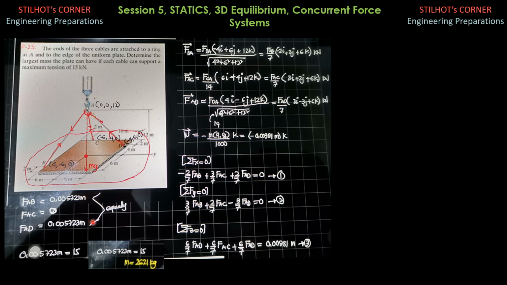Should there be a tension which is greater than this, for example, one that is 0.006 of M, since that is the highest tension in terms of M, then we should equate that tension to 15. But because these two are equal, either of them should be equated to 15. So that's it for that problem.